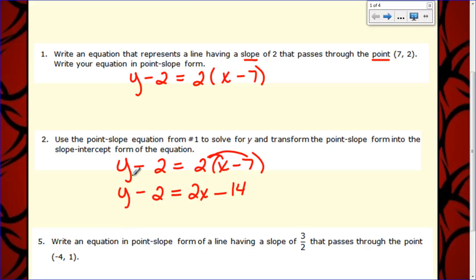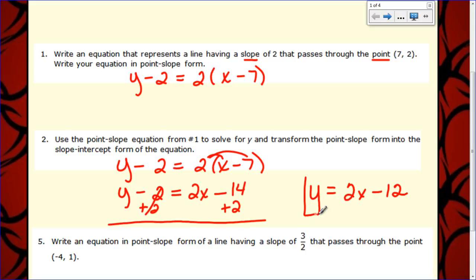So now all I need to do to get this y right here all by itself so that this is slope-intercept form is get rid of this 2. So I'm going to add 2 to both sides. And when I do that, I get that my final equation is y equals 2x, and then negative 14 plus 2 becomes negative 12. So there is that equation in slope-intercept form. And so if you want to know, the slope of the line is 2, the y-intercept of that line is negative 12.